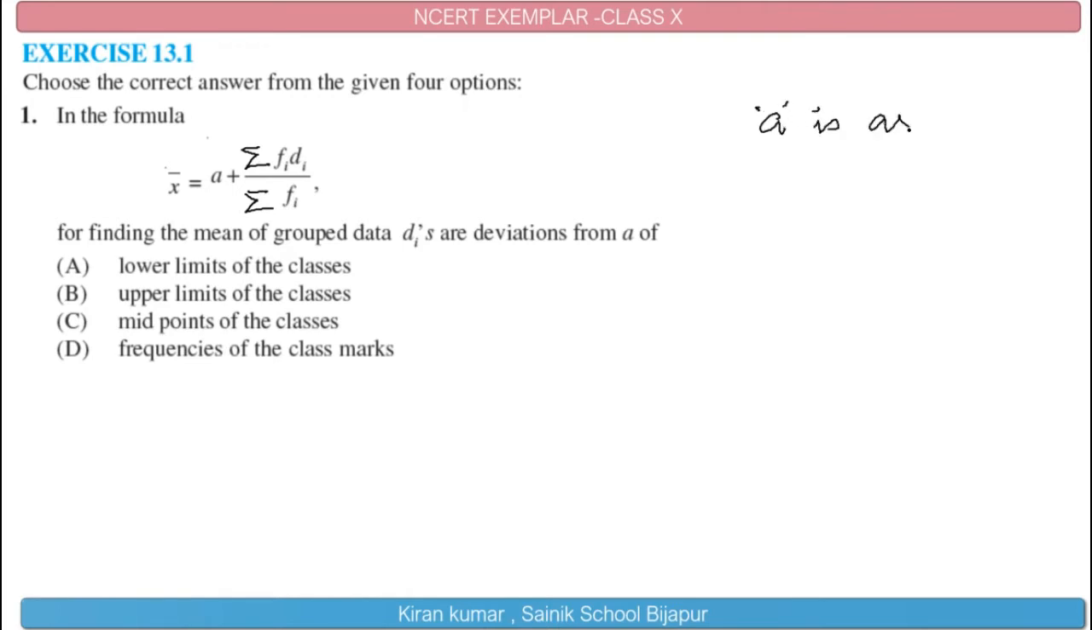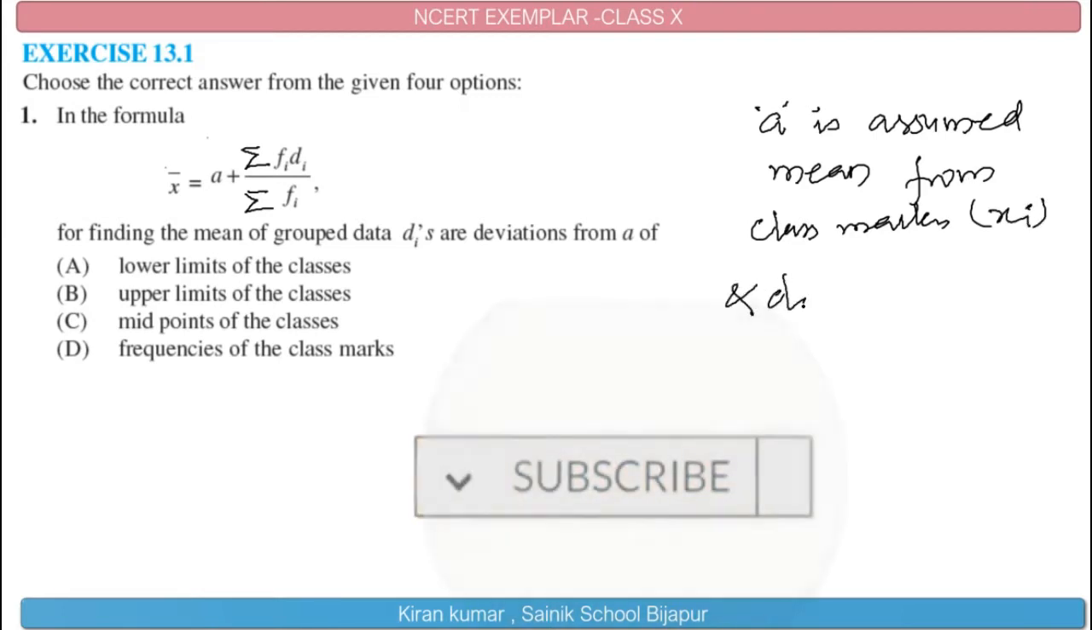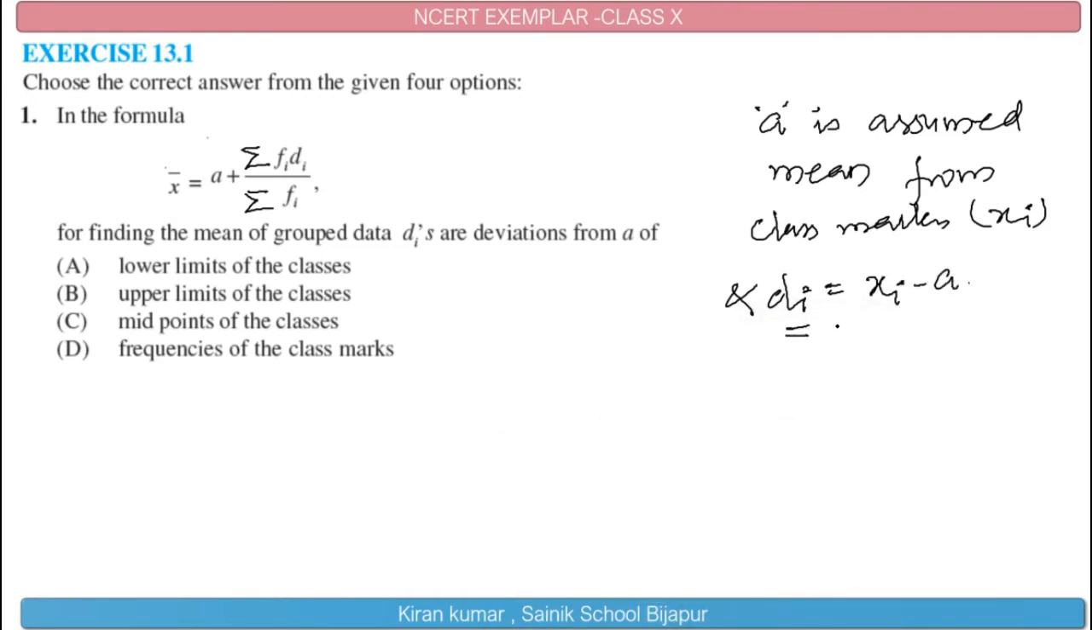A is assumed mean. From class mark xi, the deviations di is given by xi minus the assumed mean. Hence, this di is the deviation of class mark from the assumed mean. So this verifies that option C is the right answer. It's a mid value of the classes, or the midpoints of the classes. It's a deviation from A of midpoints of the classes.